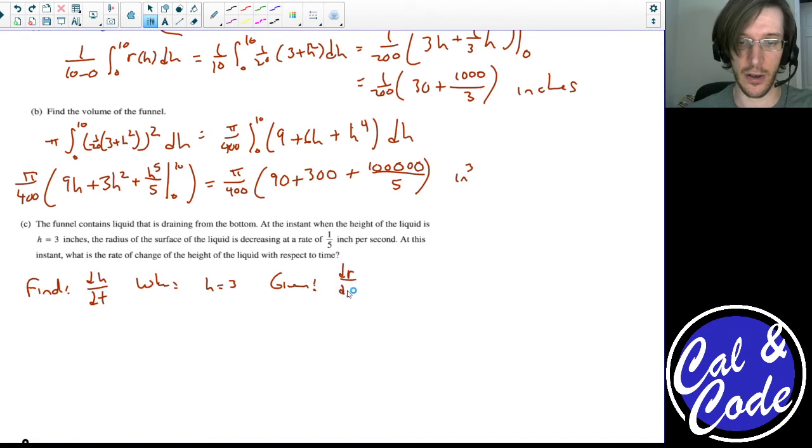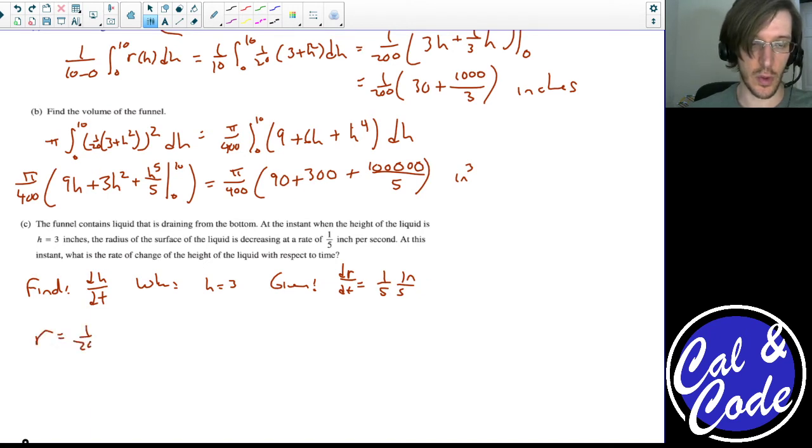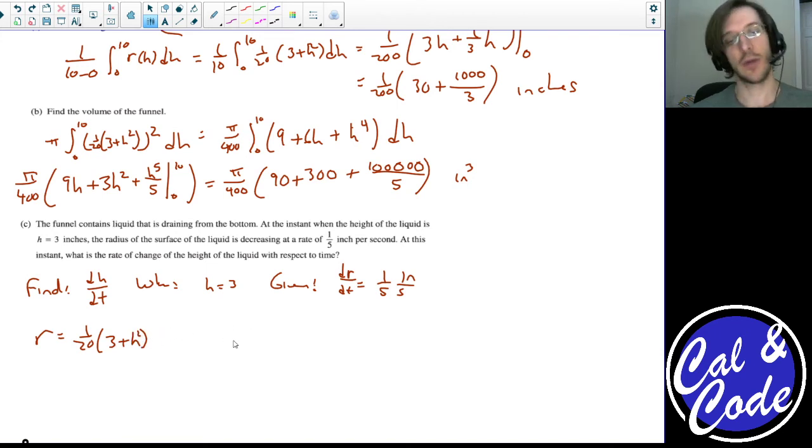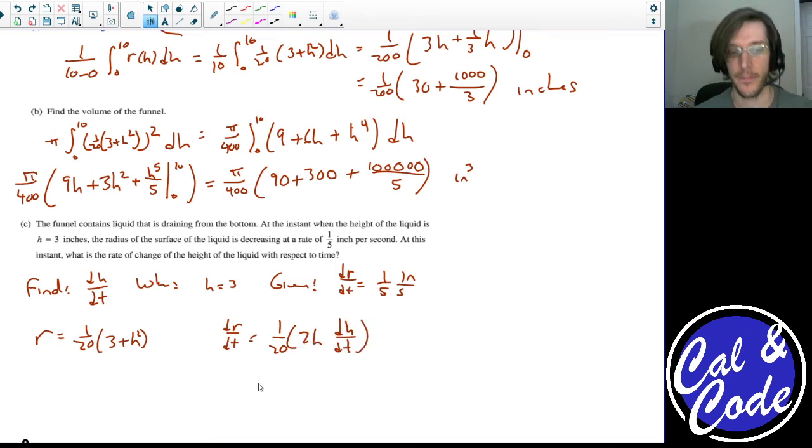And what's something that I was given that can help me solve it? I was given that dr dt is equal to 1/5 inch per second. They gave me an equation for r. It was 1/20th times 3 plus h squared. So when I take the derivative of that with respect to time, that gives me dr dt is equal to 1/20th times 2h dh dt. Put in what you know, solve for what you don't. I know h, I know dr dt, and I'd like to solve for dh dt.